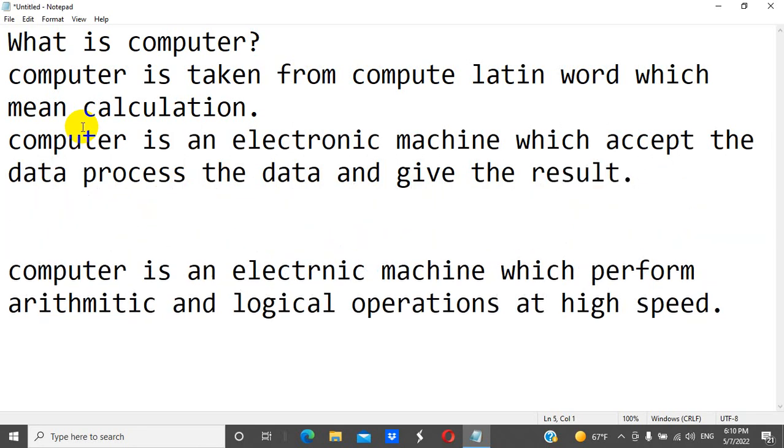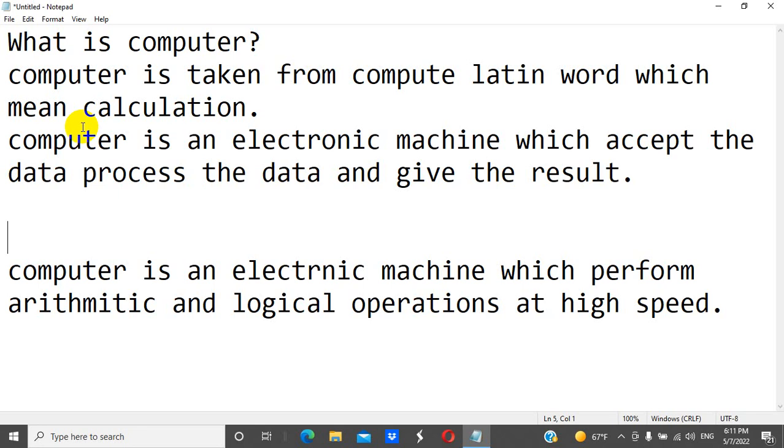We wrote that a computer is an electronic machine which accepts the data, processes the data, and gives the result. The computer takes information from people. After that, the computer processes this information, and then gives the result according to our information. That's the computer's job, or the computer definition.